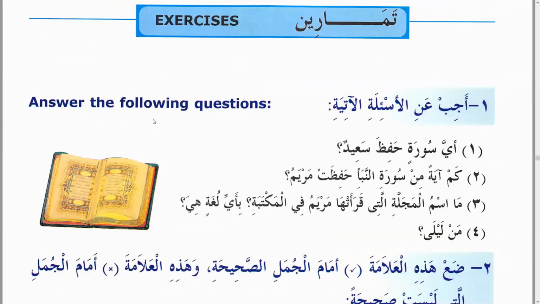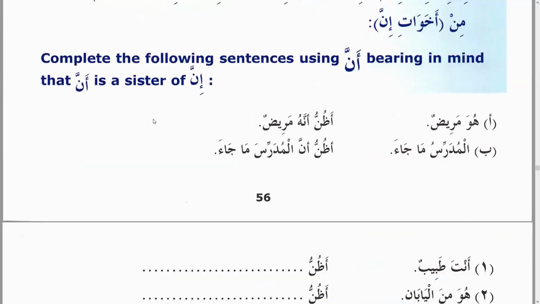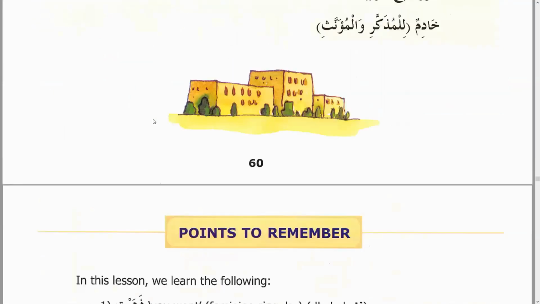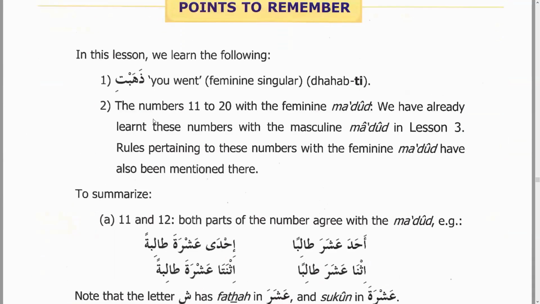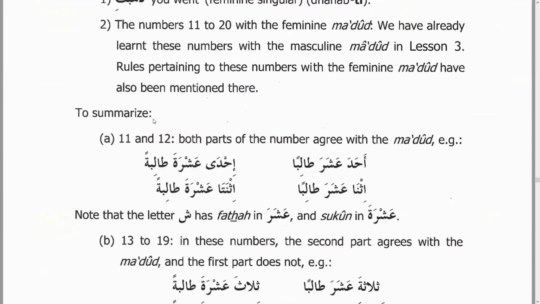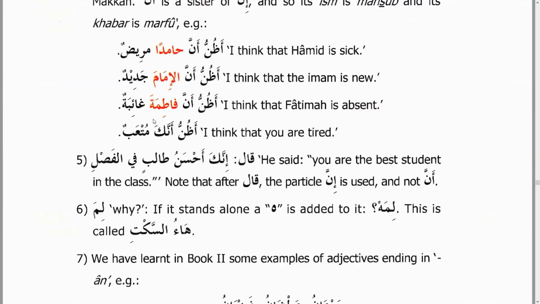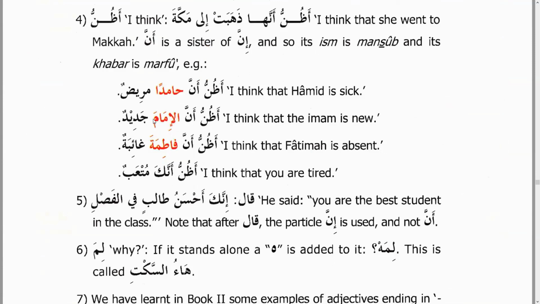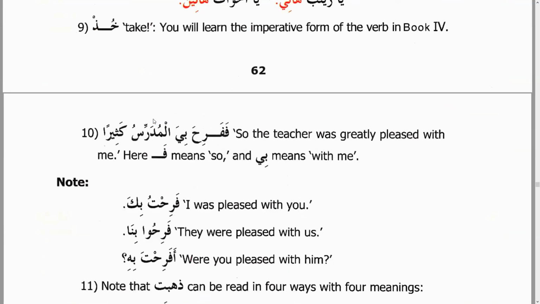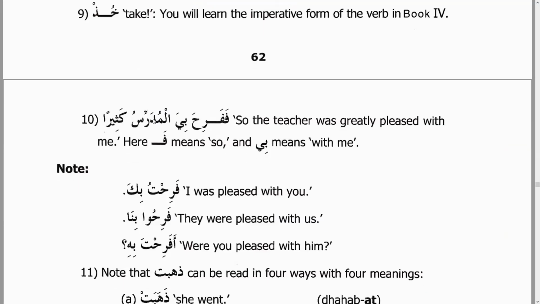Next lesson is also small, I think. Nothing much. Lesson 6 is all about... Oh, it's not small, it's big. We are learning feminine numbers 11, 12. We're learning about adunnu, I think. Not much.